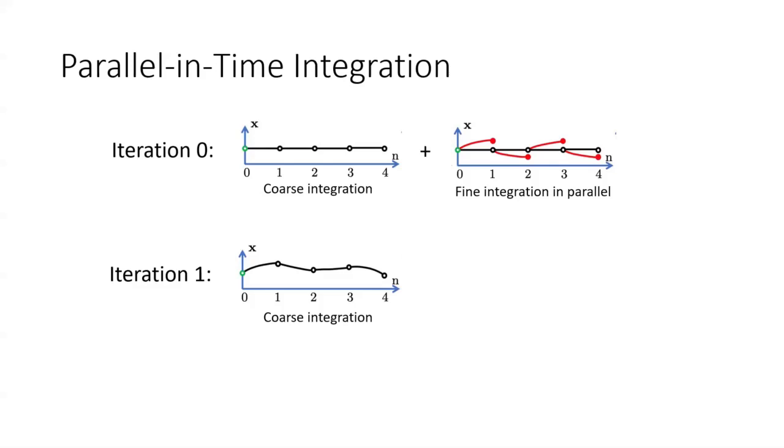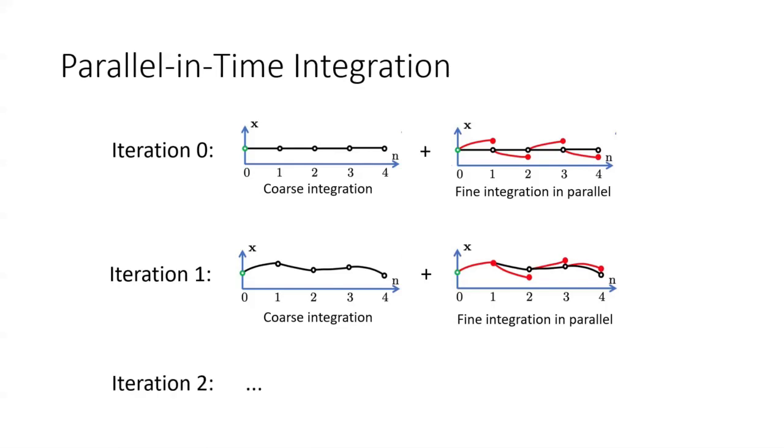You stop earlier. But what happens is that when you do this, it gives you new starting points. So you just keep doing that. Then from those starting points, you run things in parallel again. You get new points. You do the new coarse integration, and so on. Okay. So this is how we did it.